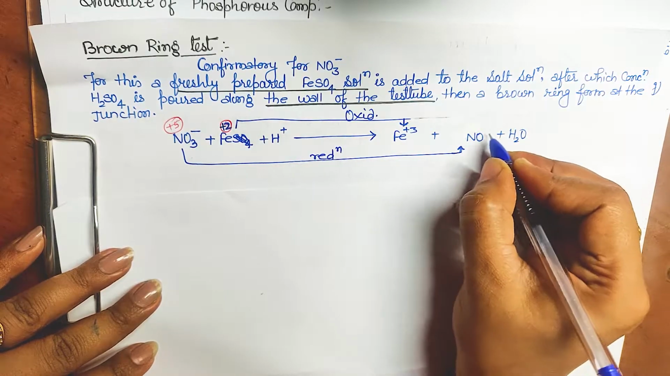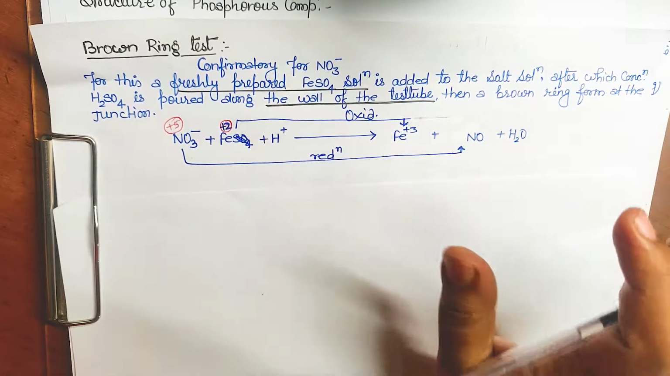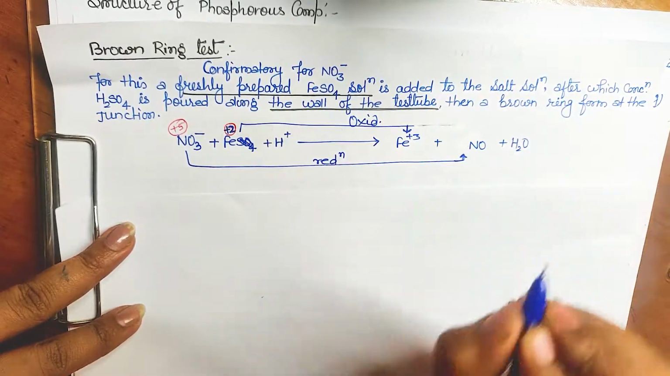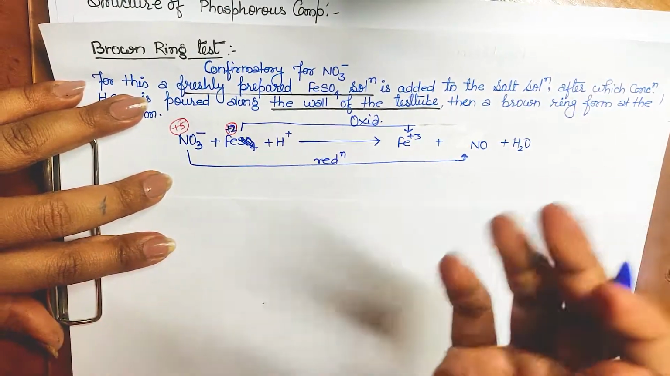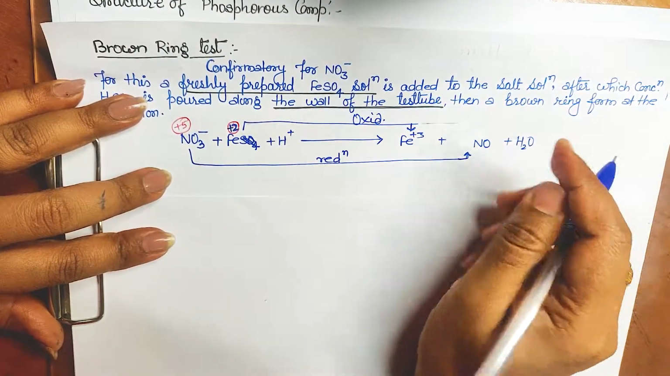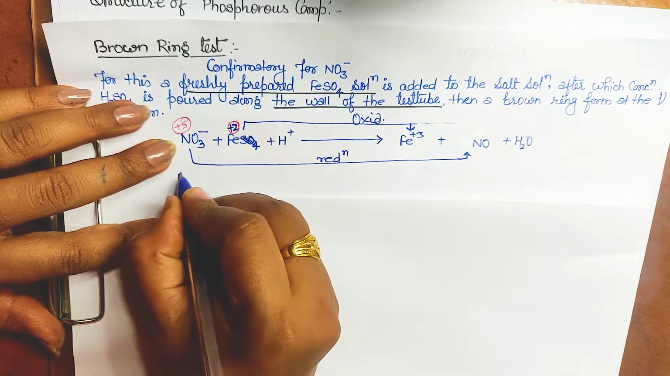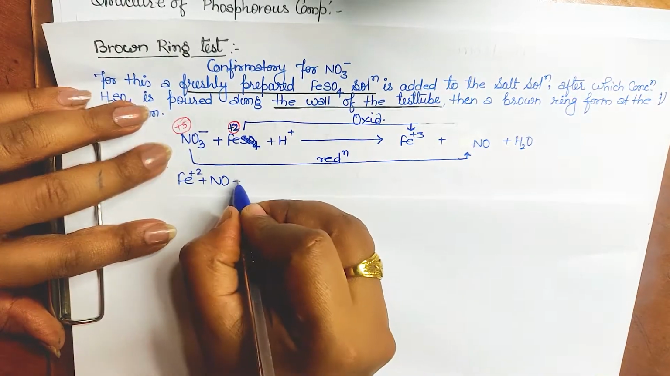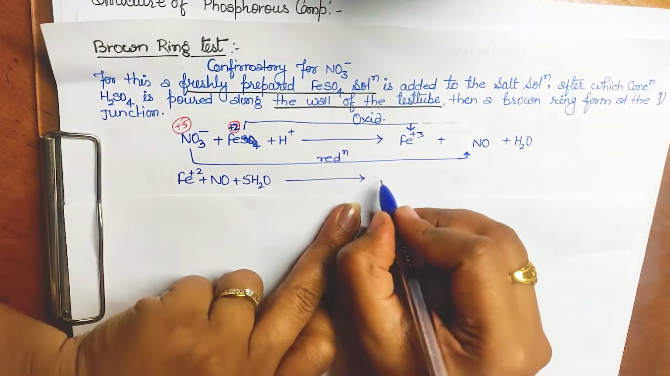And here NO actually, we have to consider this is NO, like nitrosonium. We say it is a nitrosonium ion. Got it? So next, this NO, the NO that formed, the nitrosonium ion, will react with the leftover Fe plus 2, and the 5 molecules of water will react to form a complex. This will form a complex.